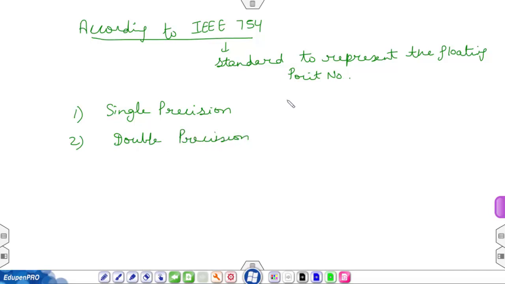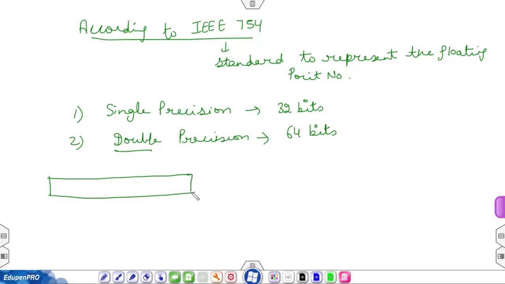In single precision, the floating point number is represented using 32 bits. In the double precision method, the floating point number is represented using 64 bits. Now we will discuss the format for single precision and double precision. This is the format for the single precision floating point number. The total length of the number will be 32 bits, from 0 to 31, including 0 and 31.